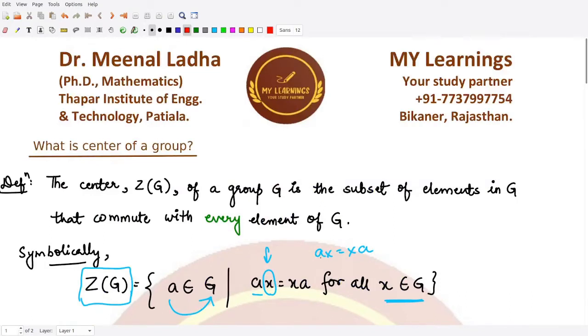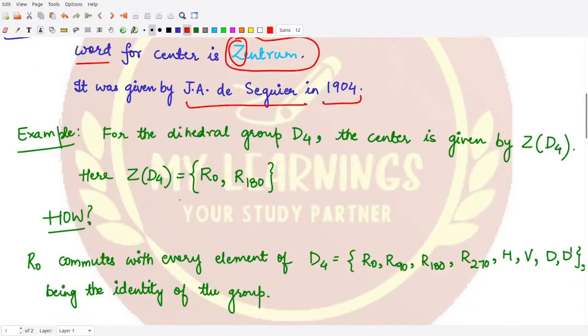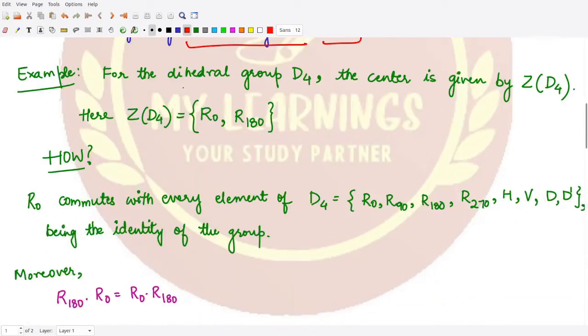So how can we calculate the center of some group? Let's see it through an example. We are taking the example of the dihedral group D4. This group forms the symmetries of a square, and we already know its elements. We have rotation by 0 degrees, 90, 180, 270, horizontal flip, vertical flip, a diagonal flip, and the other diagonal flip. These are the elements of this particular group.